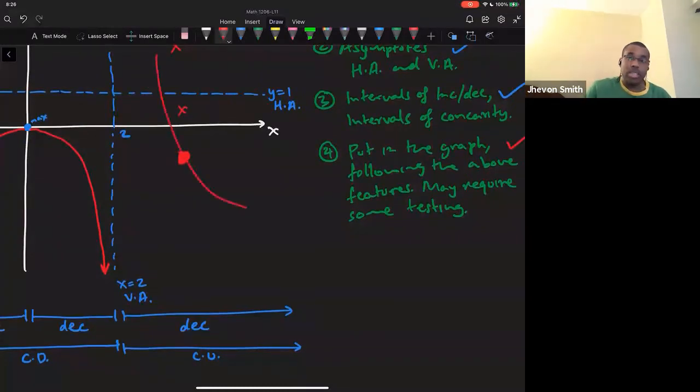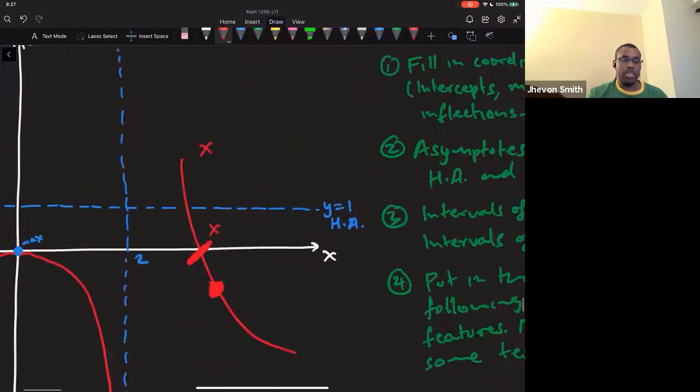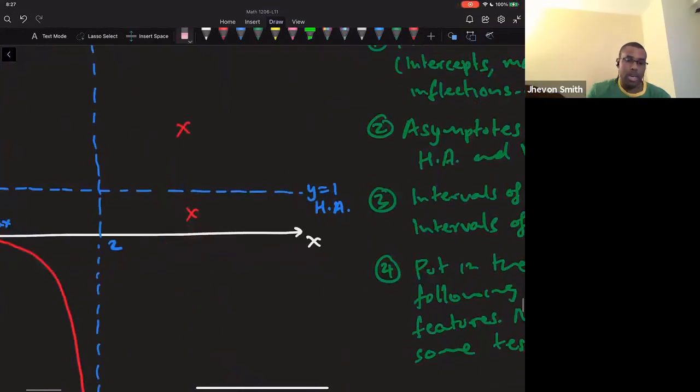I have to be going down as I go from left to right. Now that's going to cause an issue because that would cause an intercept, right? And I remember I only have one intercept. It's at the origin, which means that cannot be the case. So it means I'm not down there.